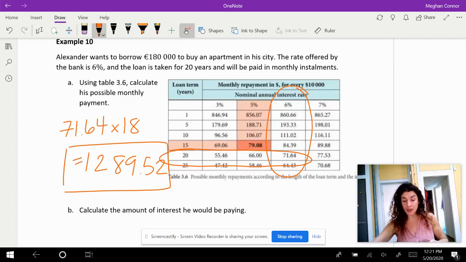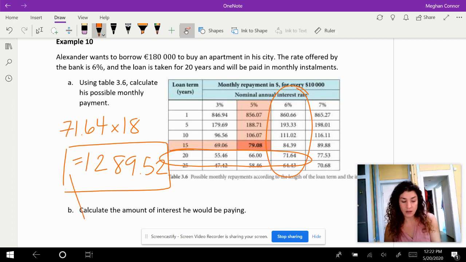So each month you would have to pay $1,289.52, which for some people is how much rent they pay for their house or their apartment. So that's a large range of numbers for paying rent, but that's what some people pay. This is one way that a bank will provide you the information, and that's how you would figure out how much you would pay.